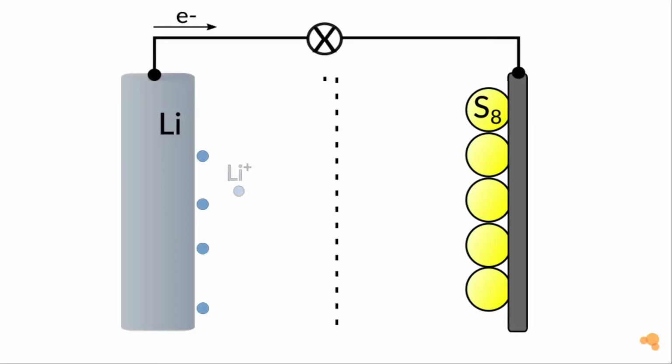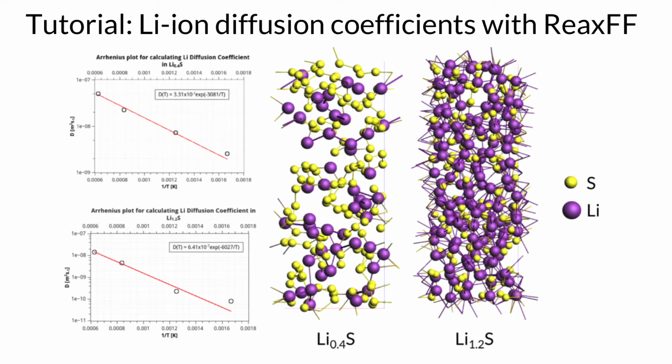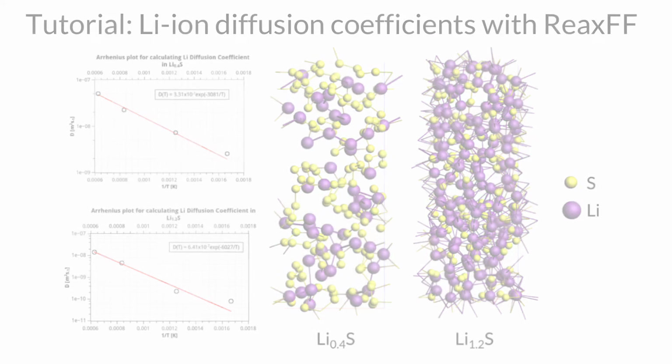The mobility of lithium ions inside battery components is a key property for the design of better lithium batteries. Using molecular dynamics simulations, it's possible to gain insight into the diffusion of lithium ions at the atomistic level. Let me show you how this is done with the Amsterdam Modeling Suite.